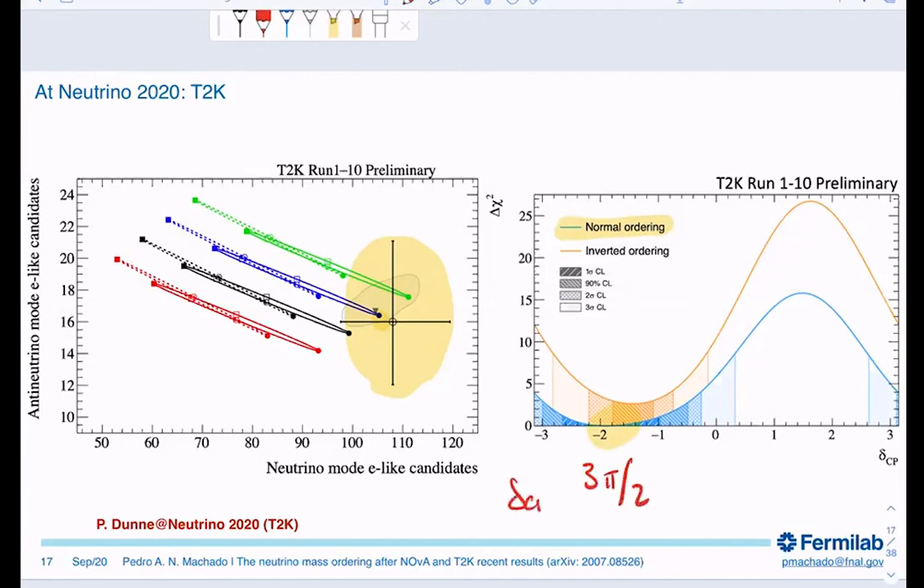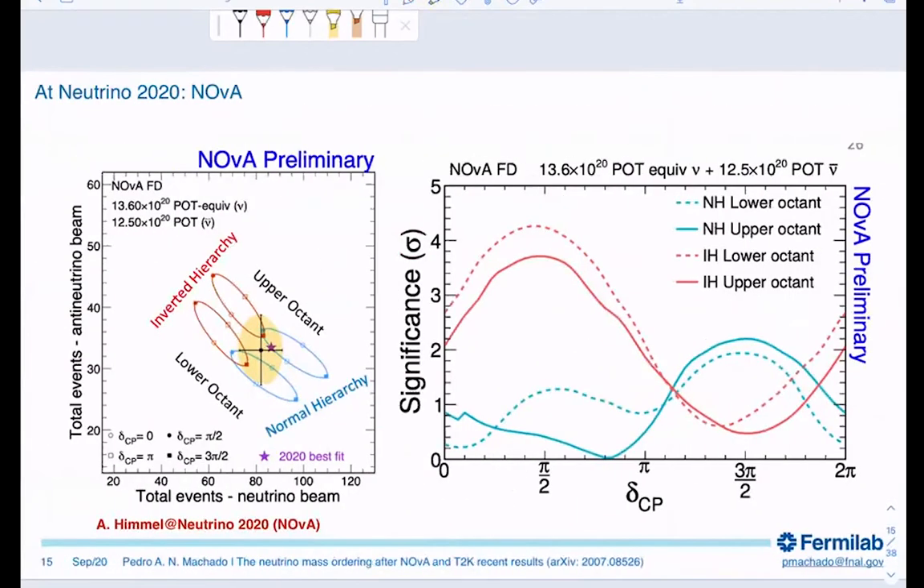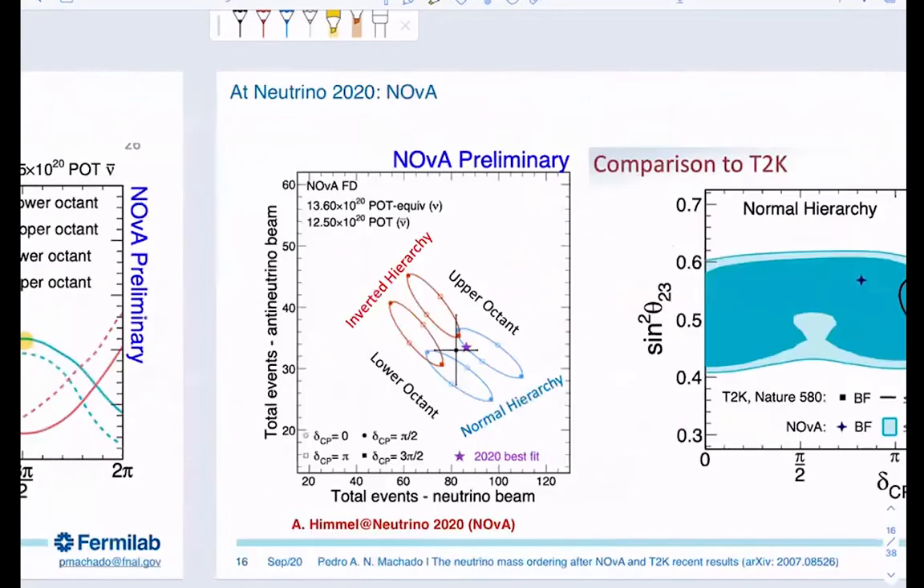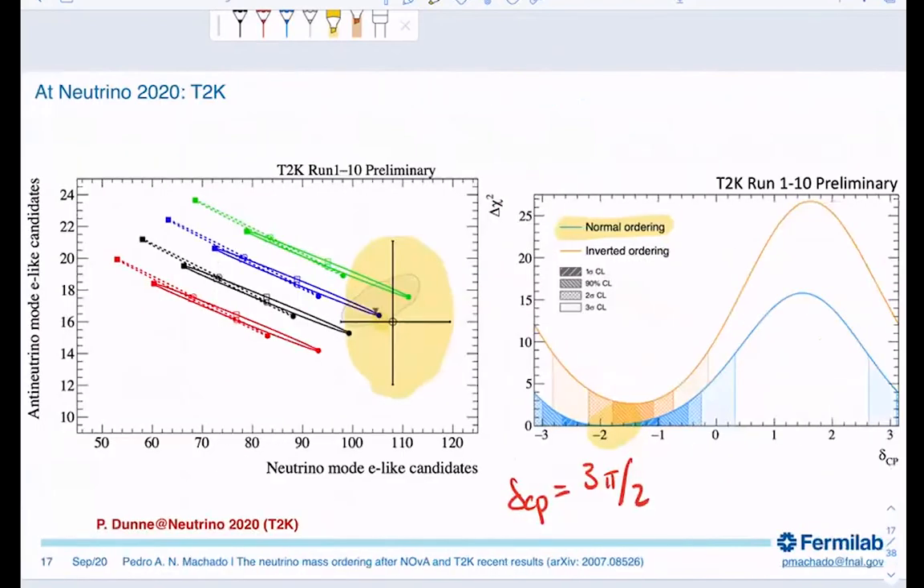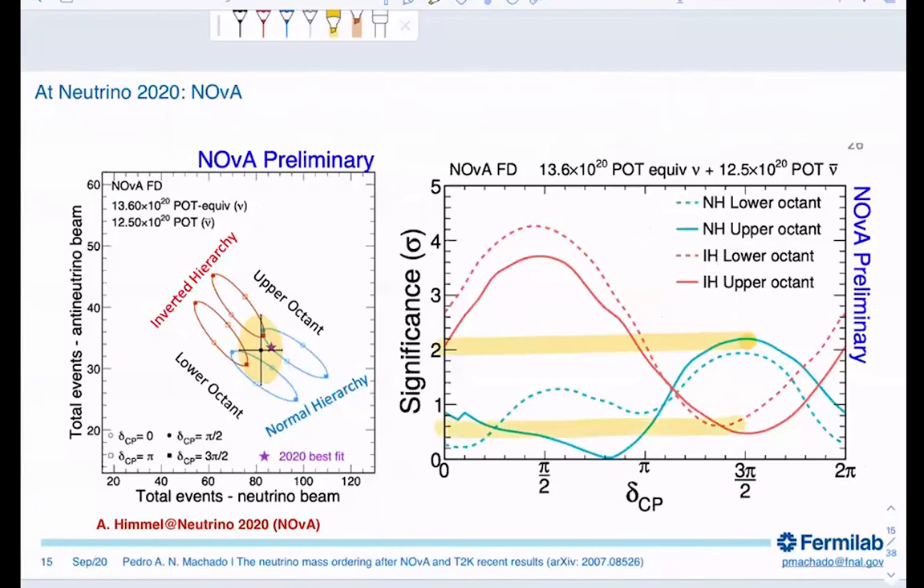This is delta CP, okay? And when you look at NOvA, if you look at the 3 pi over 2 for normal ordering, there is a 2 sigma tension in the data. The question is if there is any other point that would fit this data better. And if you look back here at T2K, T2K also prefers the same CP violation for inverted ordering. But if you look here at NOvA, inverted ordering actually gets a much better agreement with the data.